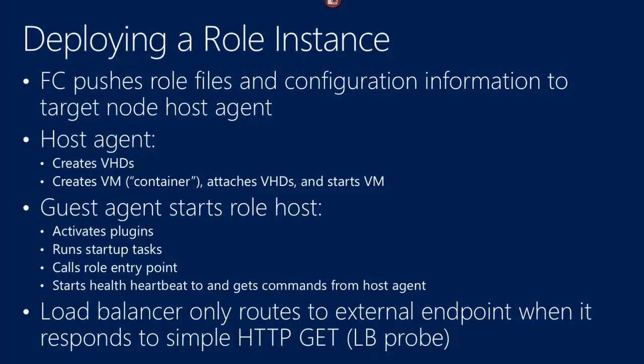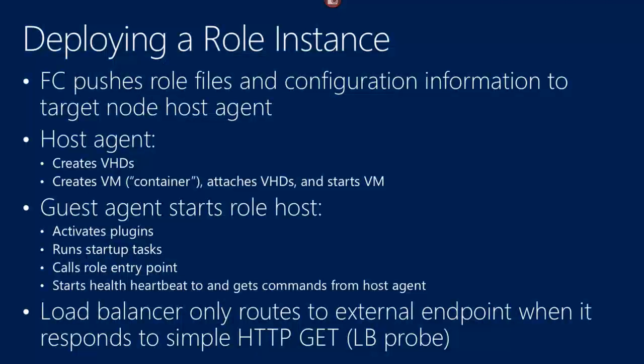Let's talk about the steps now to actually get your code and data down onto that server. So the Fabric controller pushes role, file, and configuration information to the target host. Then it creates the VHDs. Then we've got a guest agent sitting inside of your PaaS roles that starts your code. It does a bunch of other things, too.